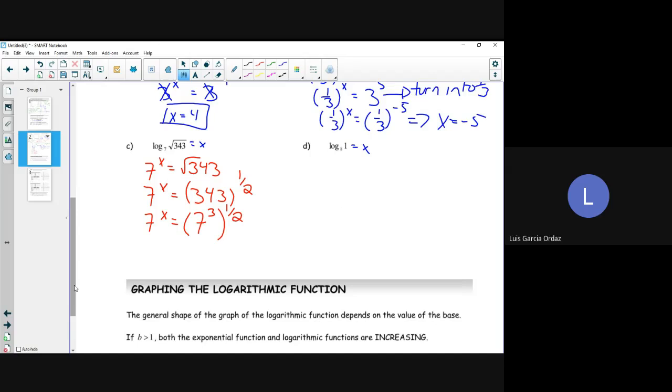And remember, when we have an exponent to the power of an exponent, we're going to multiply. So what does the right side simplify into? Three over 2. 7 to the x is equal to 7 to the power of 3 over 2, which means our x value is going to be 3 over 2. So when we write this again, we get log base 7 of root 343 is equal to 3 over 2.